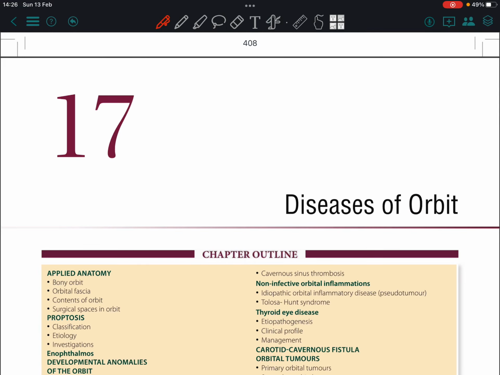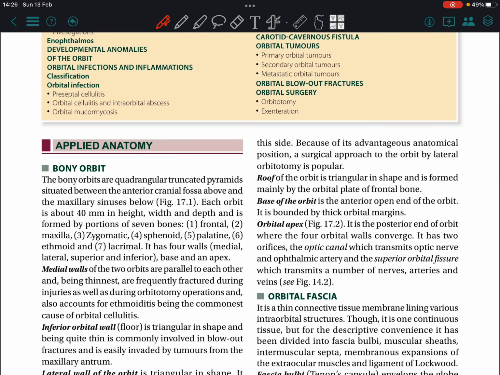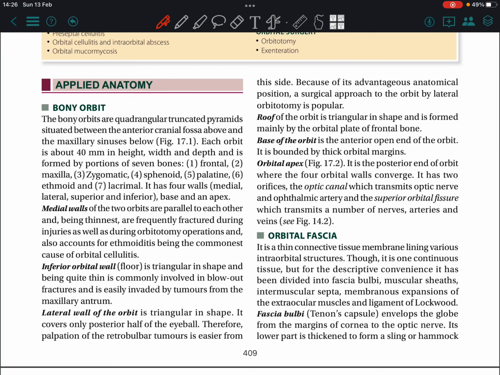Today we will see about diseases of orbit. Bony orbit. Bony orbit is the quadrangular truncated pyramid situated between anterior cranial fossa above and maxillary sinus below.